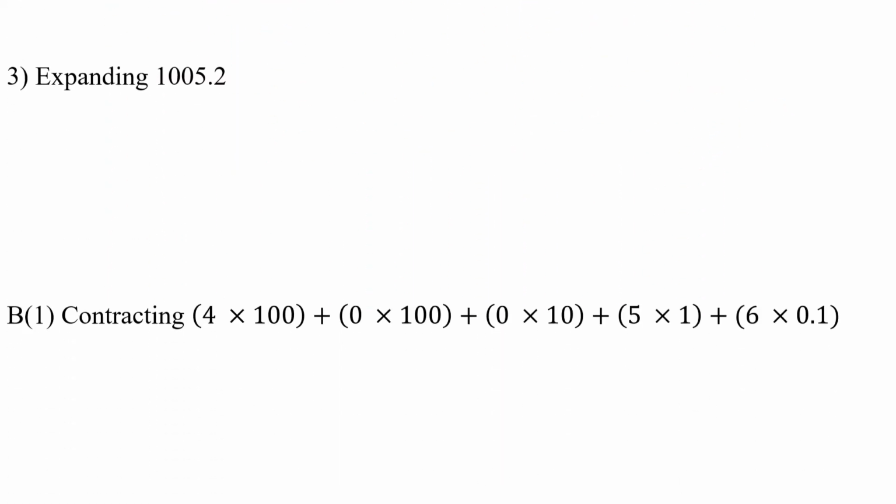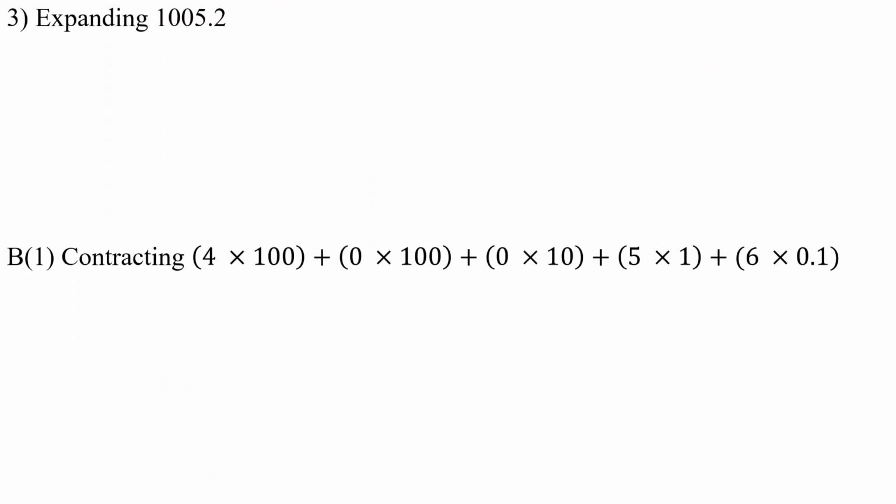Moving on swiftly. So we're expanding 1005.2, and again it's in the thousands, so I'm starting with 1000. That will be 1 multiplied by 1000. Plus, remember I'm respecting my zeros. The first 0 there is 0 times 100, and the second 0 there is 0 times 10. That's the place value in which it is. Plus, the 5 is in a unit, so it's 5 multiplied by 1.